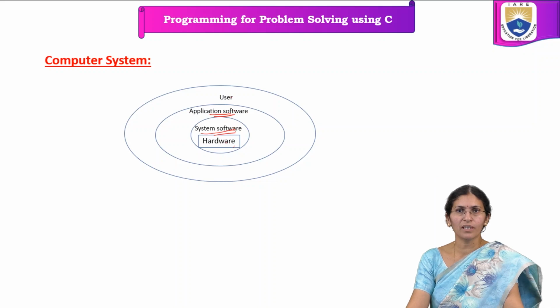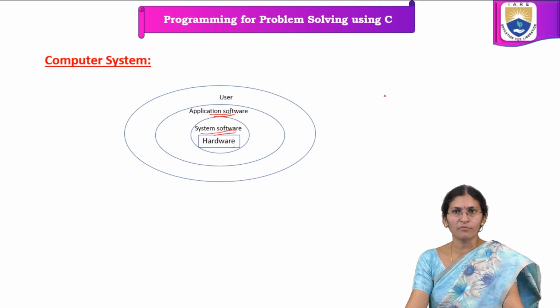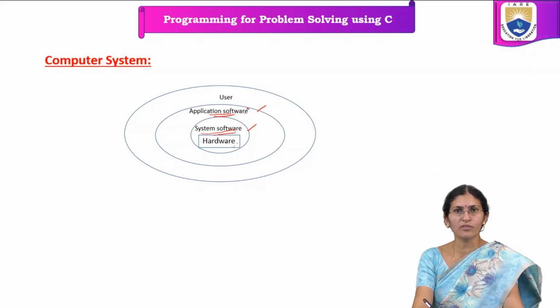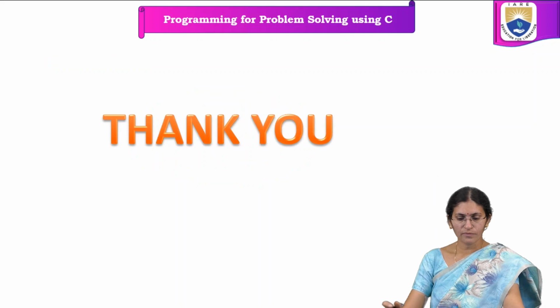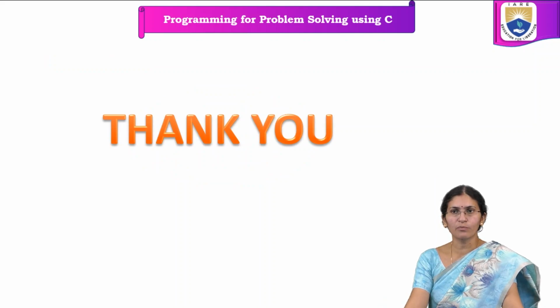So in this way, we can see the definition of software. Software is a set of instructions. In software, we have mainly two types: system software and application software. System software acts as an interface between the hardware and application software, whereas application software acts as an interface between system software and the user. Thus we have seen what is software and what are the types of software in this video lecture.